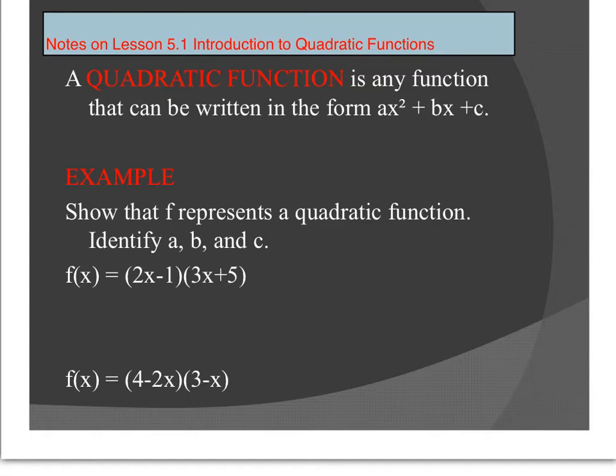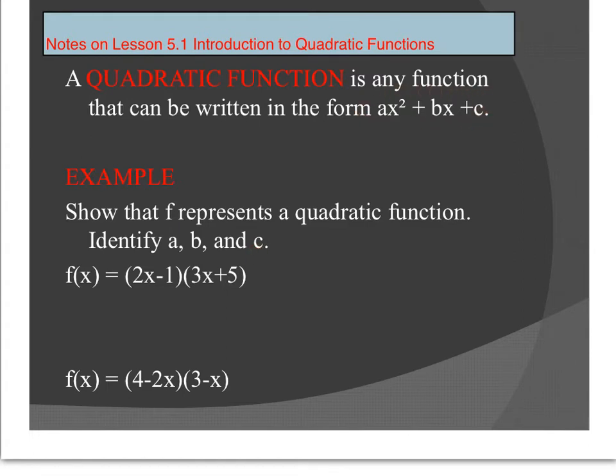A couple quick things about quadratic functions. One would be that it can be written in the form ax squared plus bx plus c. Now, not all quadratics will be written in this form, but it can be written as such. So, for example, we have f of x equals 2x minus 1 times 3x plus 5. And here it's asking us to show that f of x represents a quadratic function. We also want to identify a, b, and c. So essentially what it's asking us to do is to put it into this form here.